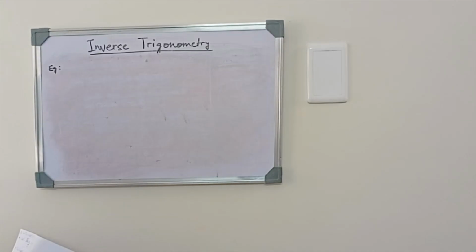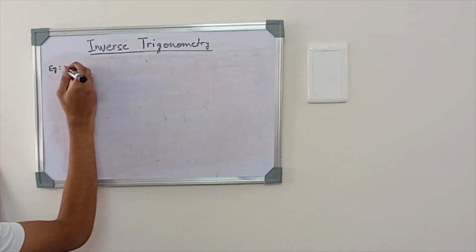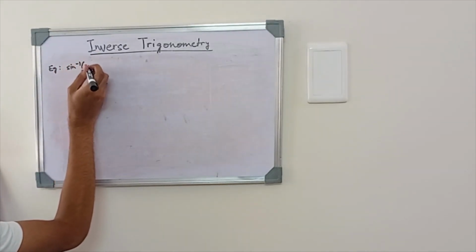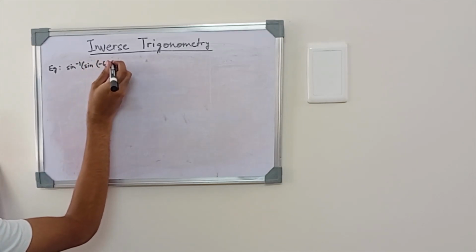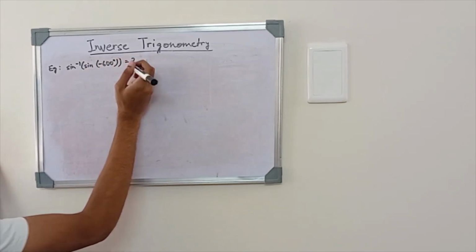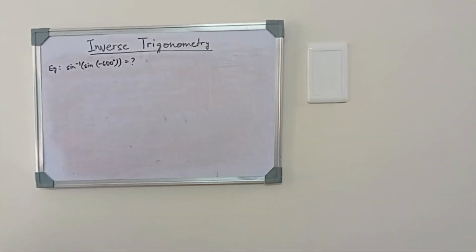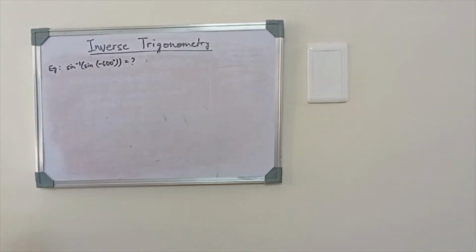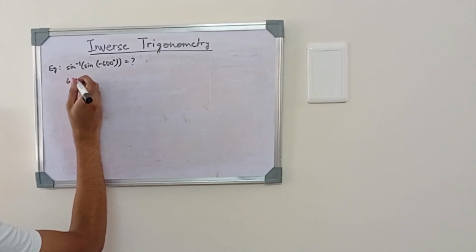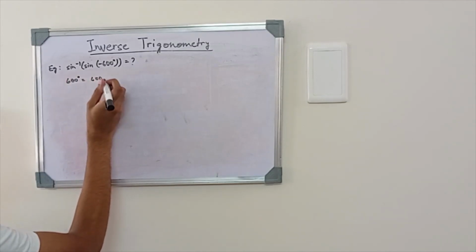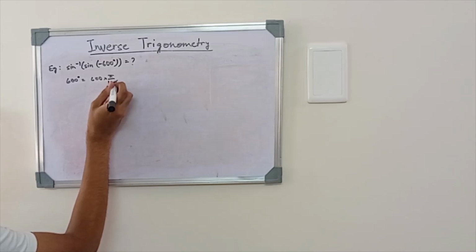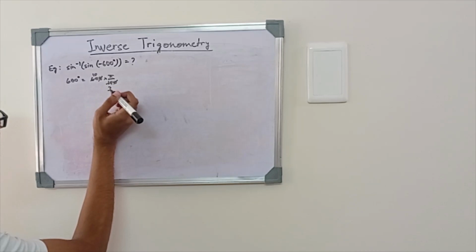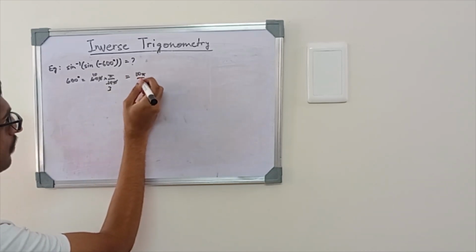So let us look at another example now. We want to find the value of sine inverse of sine of minus 600 degrees. So obviously the first step that you need to do here is to convert degrees to radians, and the conversion factor for degrees to radians is pi by 180. So you write 600 degrees is equal to 600 into pi by 180. And this one will be 10 and this is 3. So it is 10 pi by 3.